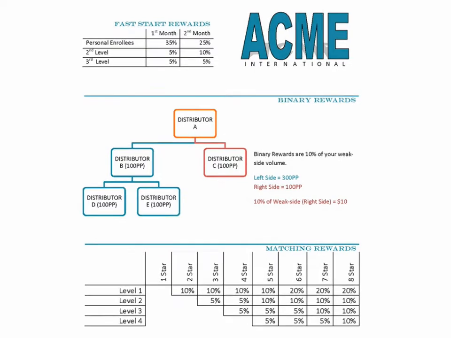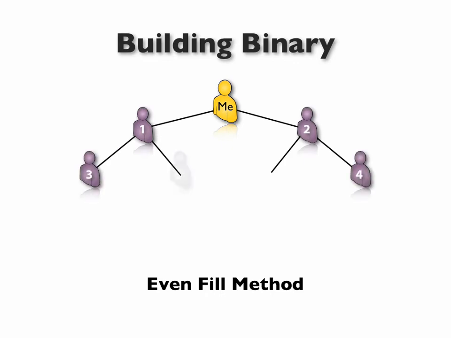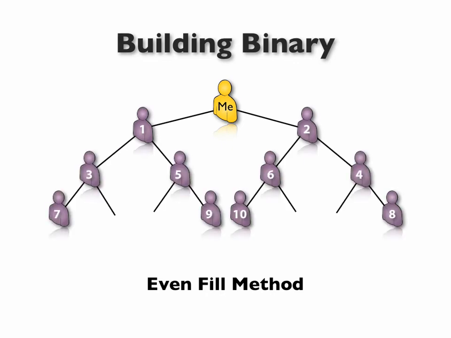So how do you build a binary? When we first started building binary years and years ago, people would talk about even filling the binary, because in binary you can only have 2 first levels. And so anybody else you sponsor has to go under those 2 levels. So they would talk about this concept of an even fill. The problem with even fill was the person 1 and 2 would sit around and wait for me to fill their downline. And you never want a plan built on the concept of people waiting for someone else to build their downline.